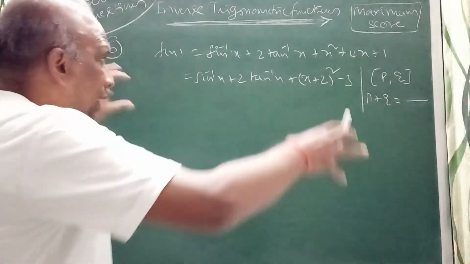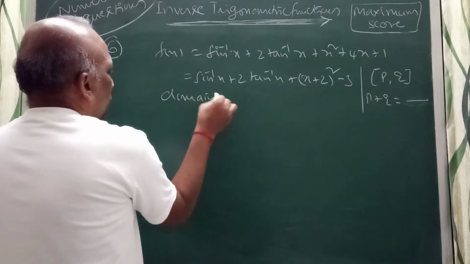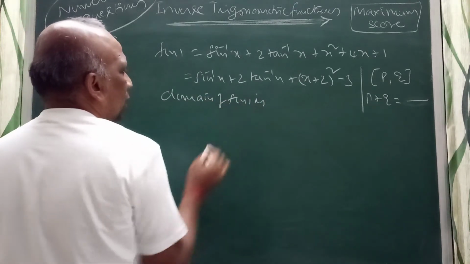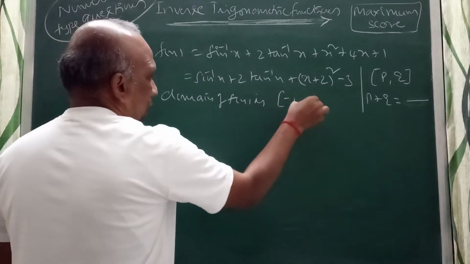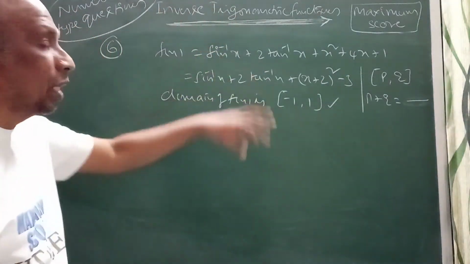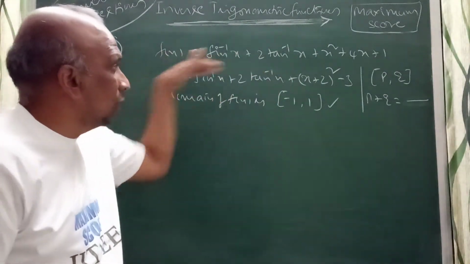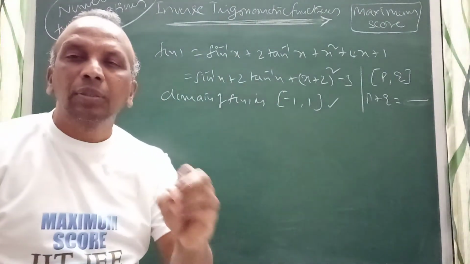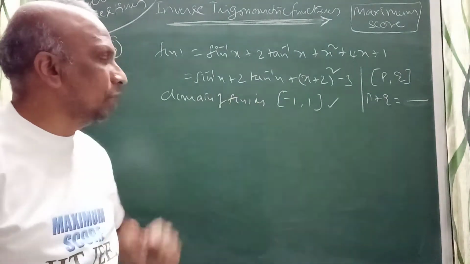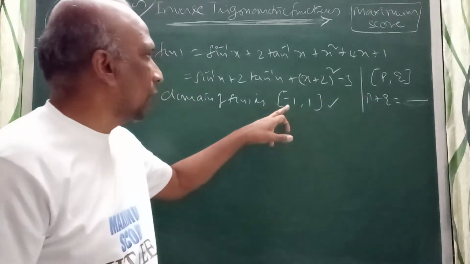What is the entire common domain of this one? The domain of f of x is the closed interval minus 1 comma 1, right? The domain of this function is minus 1 comma 1. Why? Because to satisfy this, the common domain of these three will be minus 1 comma 1. That will be the domain. This is a closed interval, so automatically the range is a closed interval. So the minimum value we will get at minus 1.